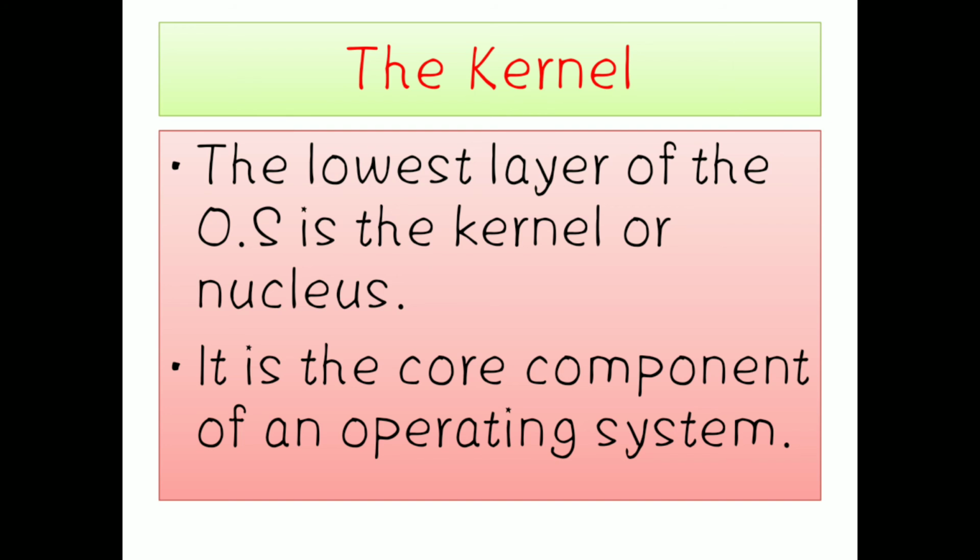Next, the last layer. The lowest layer of the operating system is the kernel, or it is also called the nucleus. Okay. So basically this is the core component of an operating system. Core means it is a very important part of an operating system. Okay children.